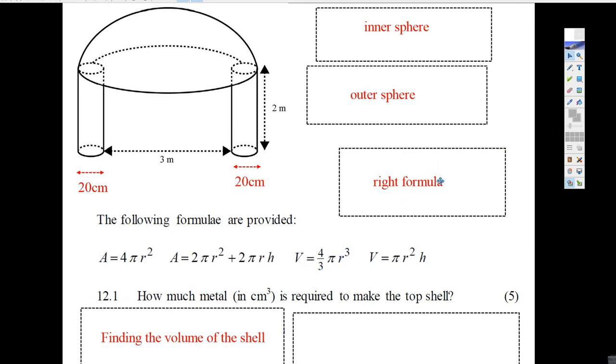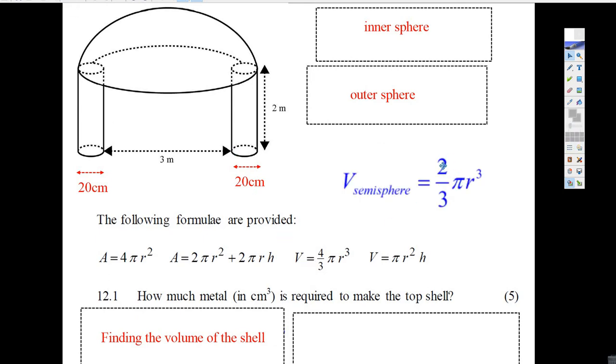Let's take a look. Now, you might want to stop the video and think, that isn't the right formula. You need to do something with it. You could stop the video and see if you can write down the right formula. If you did, it'd be there. It's half of it, 2/3 pi r cubed. There's the formula we need.